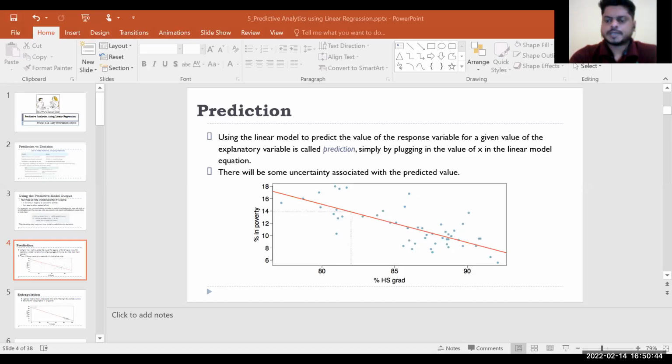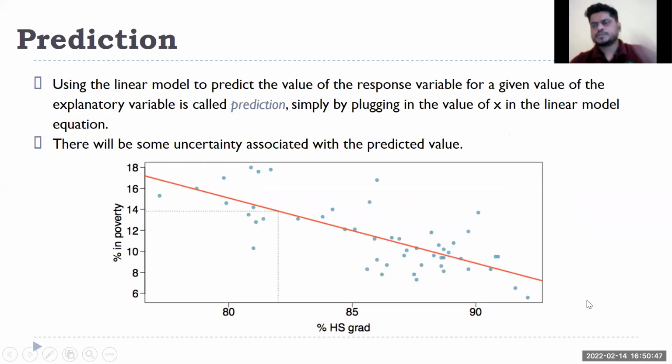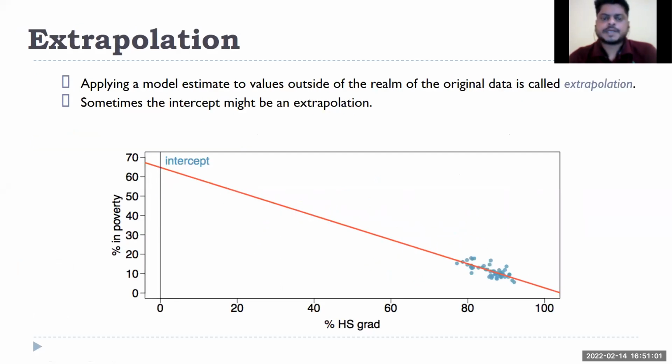So obviously there will always be uncertainty. There won't be any model which is perfect and can predict everything. That is where your explainability comes into the picture. With this model, we know there will be certain residuals or errors associated. Extrapolation is applying a model estimate to values outside the realm of the original data. Say I had taken the age group from 21 to 25, but I want to predict for 19, or for something above 25. That is where extrapolation comes into the picture.